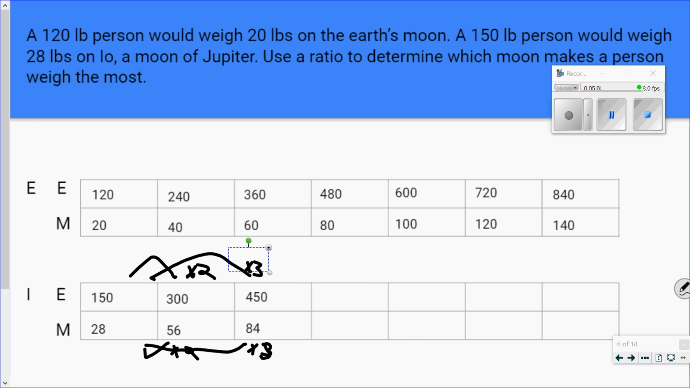All right, who's got the next one? Parker. Earth will be 600, and Io moon will be 120. Okay, good. Who's got the next one? Go, guys. Now you know this. Parker. Earth it would be 750. Okay. And the moon it would be 140. Yep.